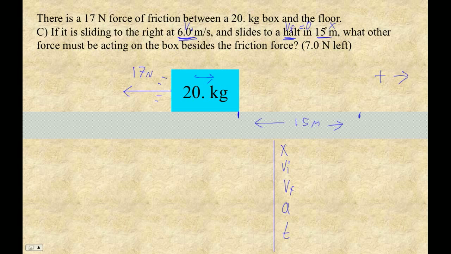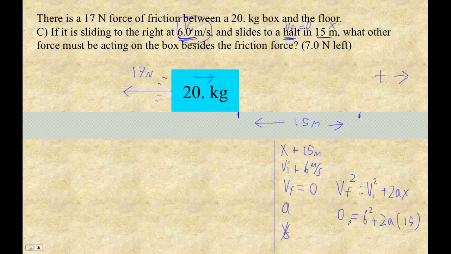So our x is positive 15, right? We're going to go 15 meters to the right. Our initial velocity is 6 to the right, so positive 6. Final velocity is 0. And all we really care about is the acceleration, so we want to use no t. I believe that's VF squared equals VI squared plus 2AX. So 0 equals 6 squared plus 2a.